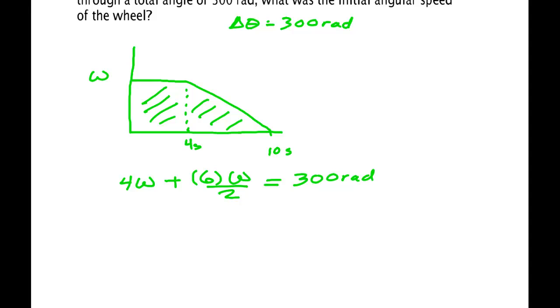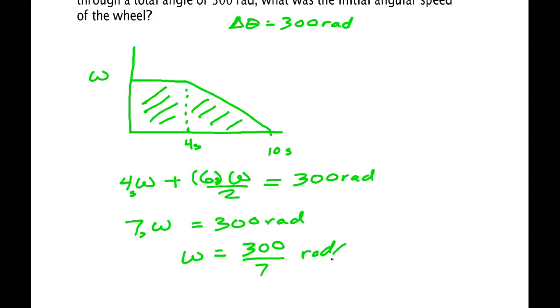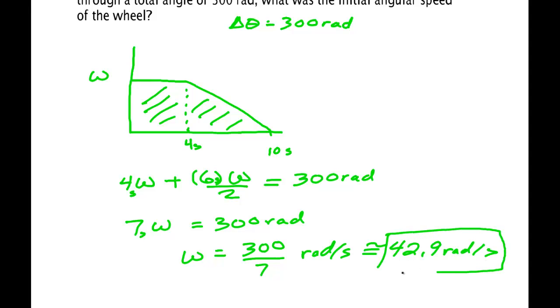You won't find a formula like this in the book. You have to find it by finding the area under the curve. So 6 over 2, that's 3. 3 plus 4 is 7 omega, is 300 rad. Omega, of course this is in seconds. Probably should have put the units there. So omega is 300 over 7 rad per sec. Take my calculator. 300 divided by 7, I get 42.9 radians per sec. That's the answer to the problem.